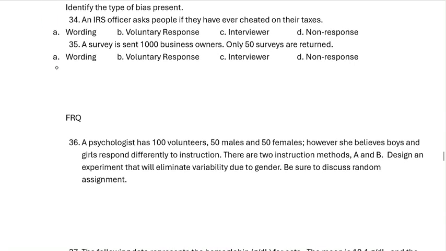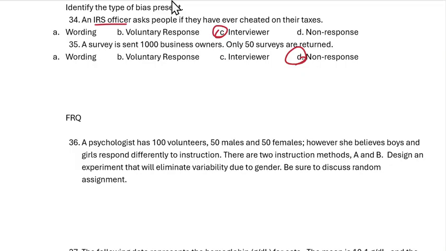Identify the type of bias present. An IRS officer, that's Internal Revenue, they do taxes. IRS asks people if they've ever cheated on their taxes. That would be interviewer bias. A survey is sent to 1,000 business owners and only 50 surveys are returned. It doesn't even matter what was asked. There's a huge non-response bias there.